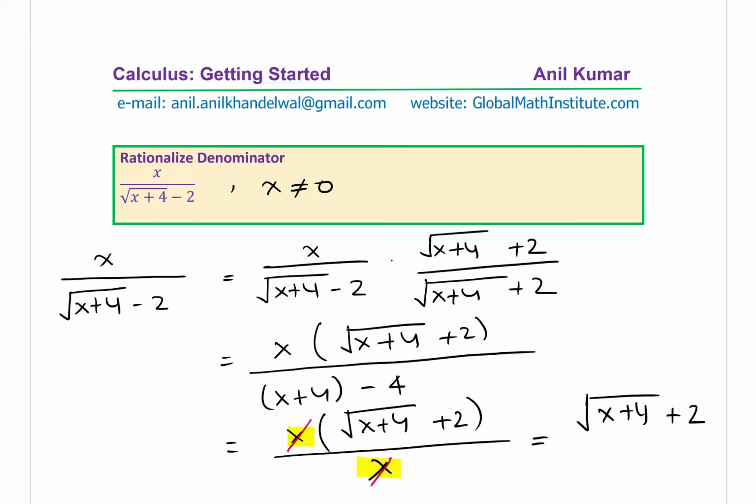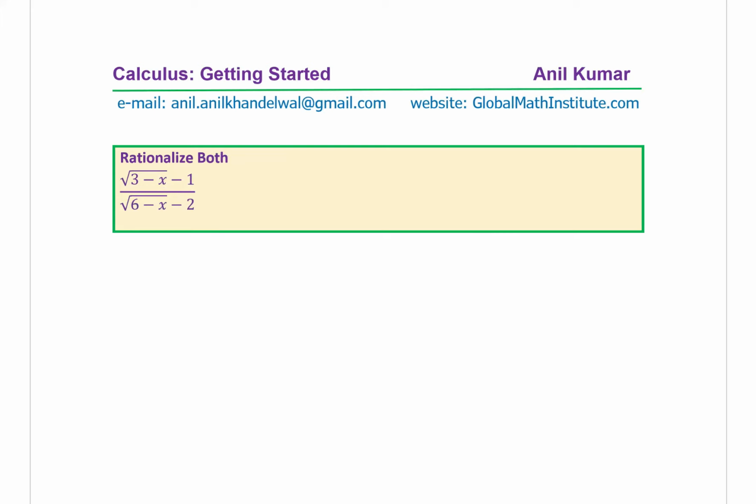Okay, let's move forward and see the next example. Now, in this particular case, it is important to understand that we need to rationalize, and here we need to rationalize both numerator and denominator. So the question given to us is square root of 3 minus x minus 1 over square root of 6 minus x minus 2.